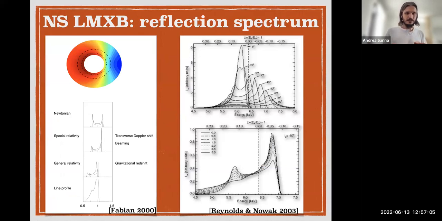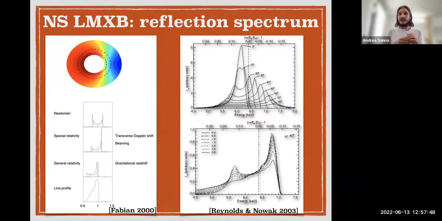Now here, there is a summary on the left side. You have a summary of all the effects that create this peculiar shape. And basically the three main effects that we can highlight are the standard Newtonian Doppler effect, due to the fact that we have matter in a ring that moves with respect to the line of sight, and therefore we will have components moving toward us and components far away from us, and this will create a shift in the energy, the frequency, of the line that we see.